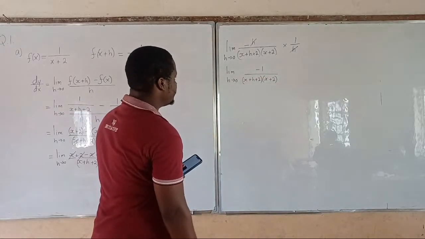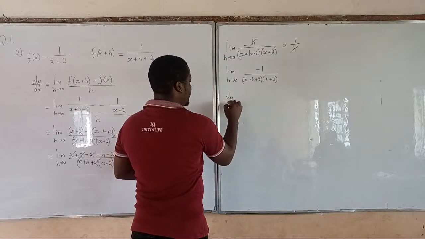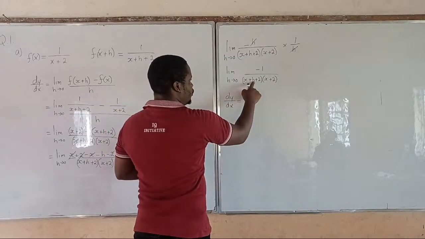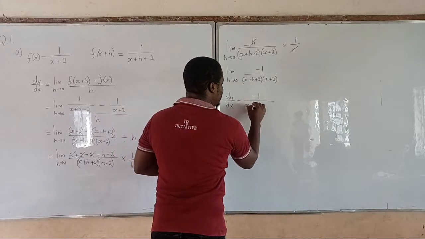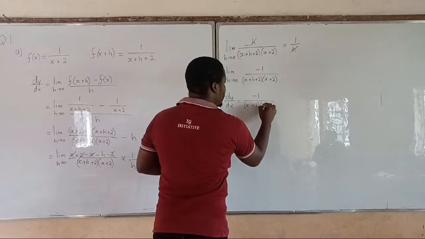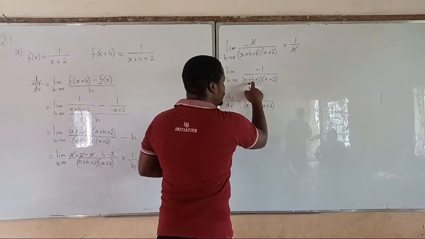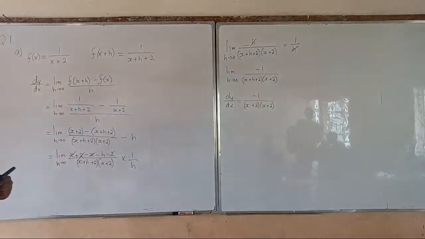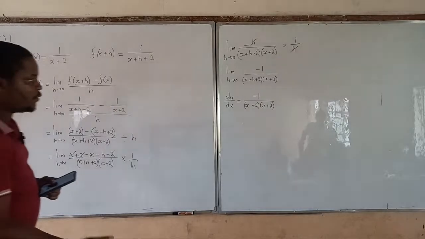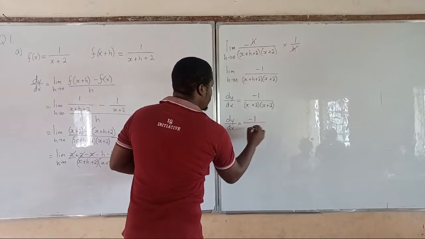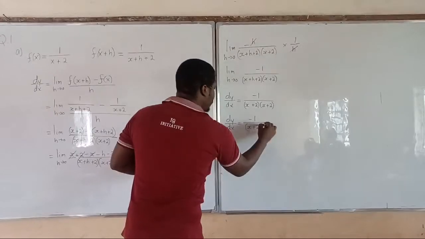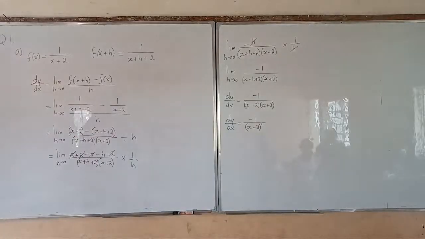Now we can apply the limit. So applying the limit, this is what we obtain. Where there's h, we replace it with 0. What do we get? Negative 1 divided by x plus 2, x plus 2. The h is just 0, so we just remain with x plus 2. Now x plus 2, they're the same. Put them together, it gives you a square. So dy/dx is equal to negative 1 divided by x plus 2 in brackets squared. That's it. Any questions on that one? I hope it's okay.